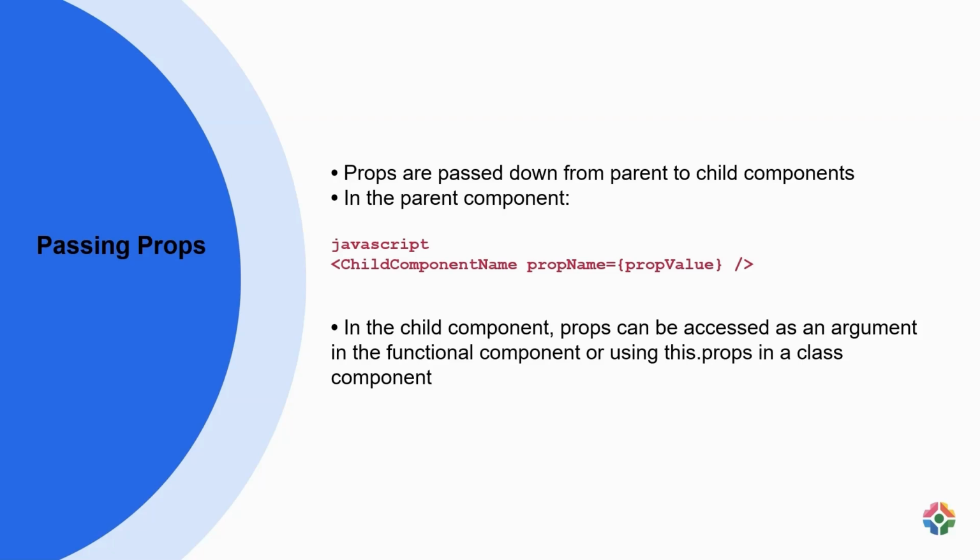For example, in a parent component, you may have child component named John. In the child component, to access the name prop in a functional component, you would define the component as function child component props and access props.name. In a class component, you would access it using this.props.name. This allows for seamless passing of data between components in a React application.